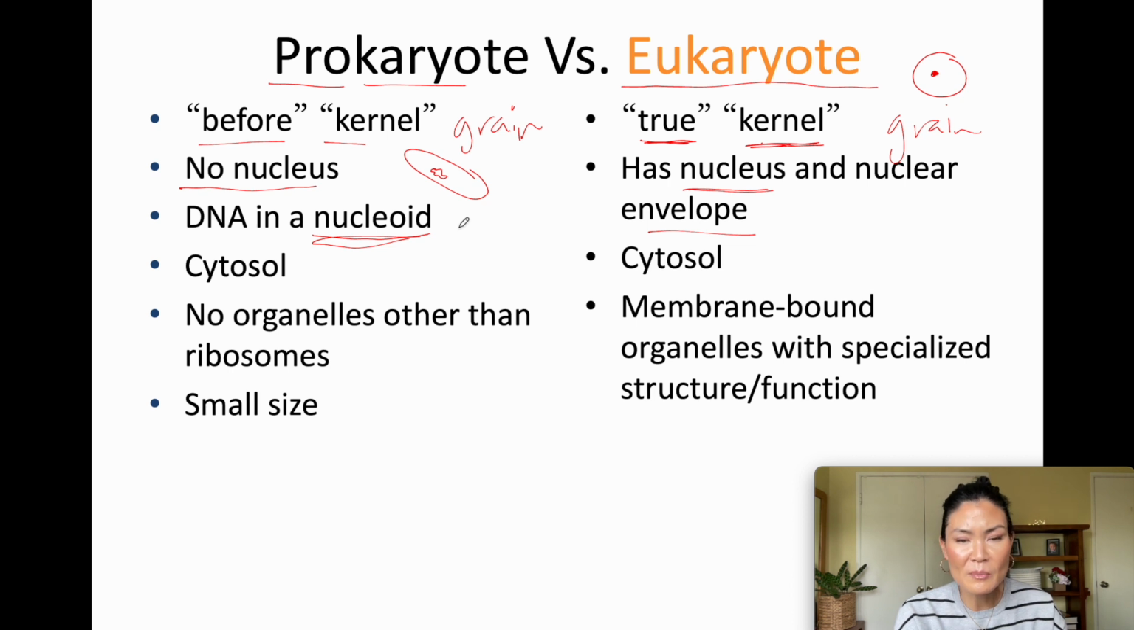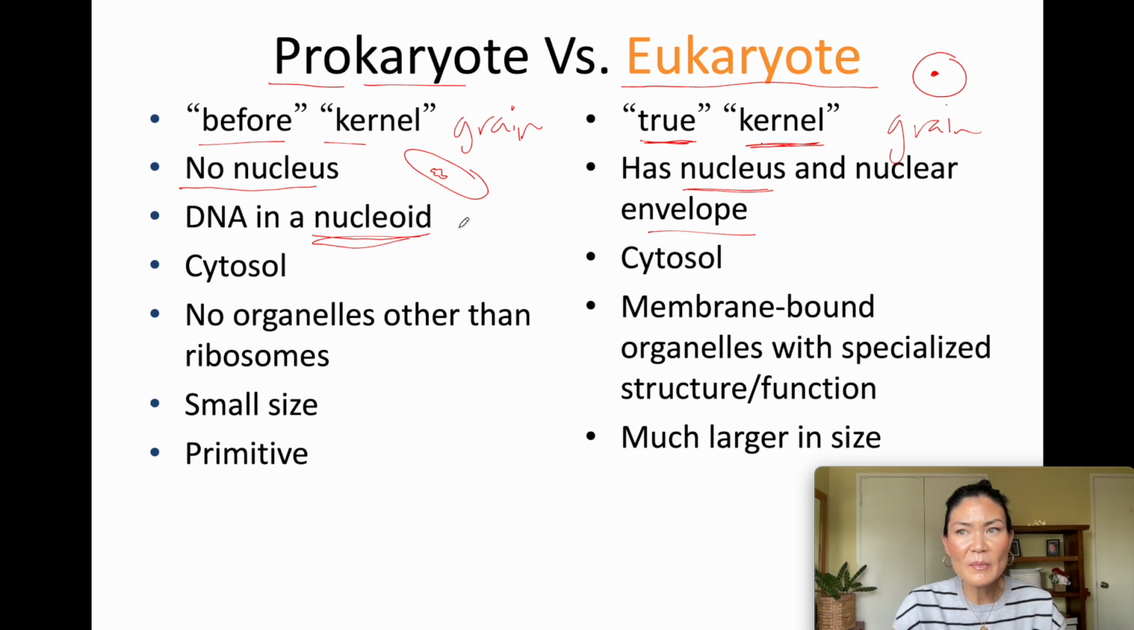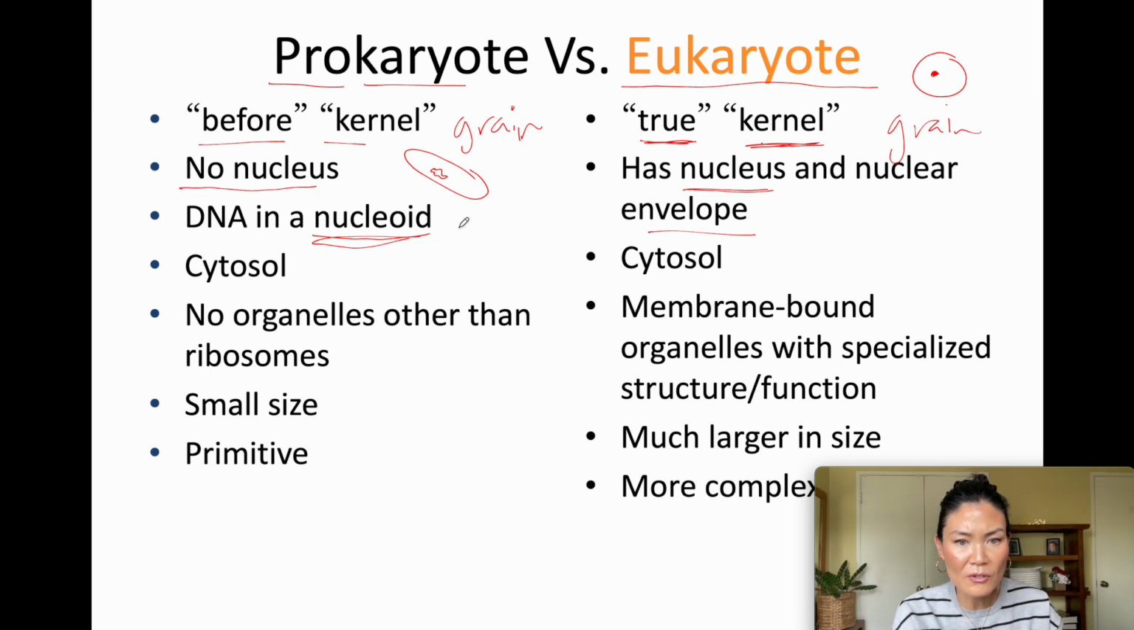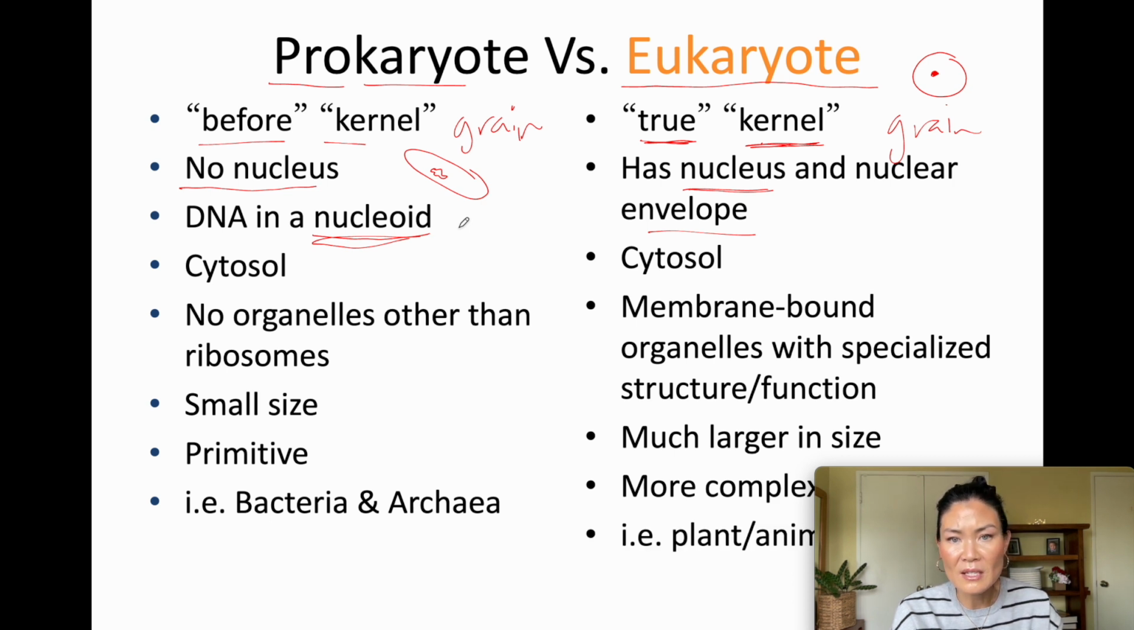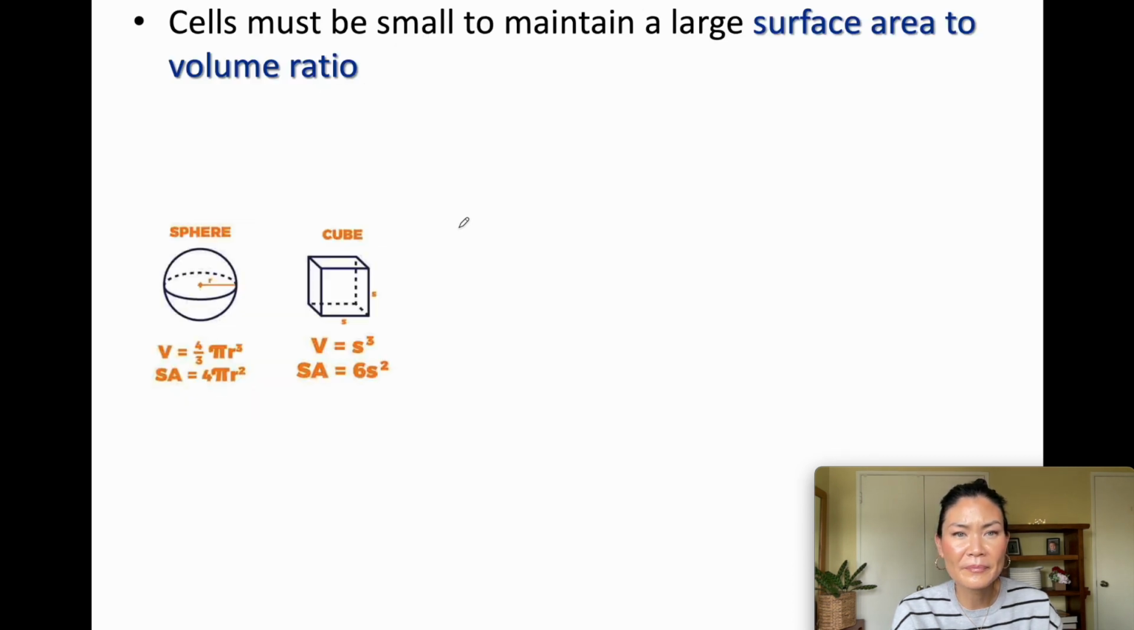Prokaryotes are much smaller than eukaryotes. So eukaryotes are much larger in size. And when I say primitive, meaning that they've been around on our planet for a long, long time. They're very simple, whereas eukaryotes are much more complex in structure. So examples of prokaryotes would be bacteria, archaea, whereas examples of eukarya would be like plants and animals, okay?